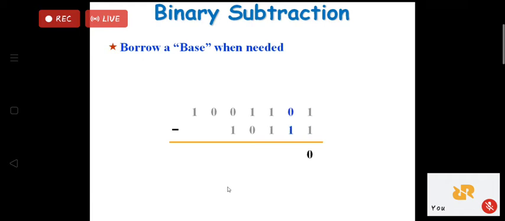Okay, 1 minus 1 is 0. 0 minus 1 is not possible, so I have taken borrow from previous. That's how I have represented very systematically these PPTs. You will not get anywhere.